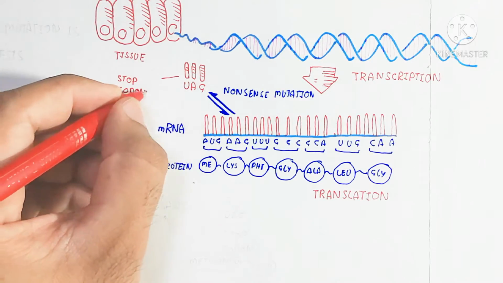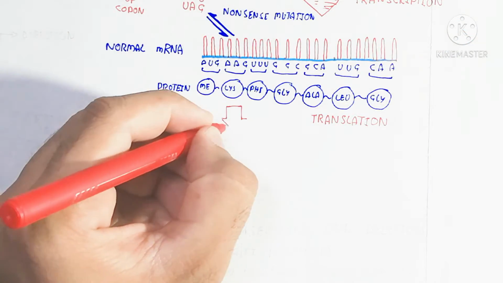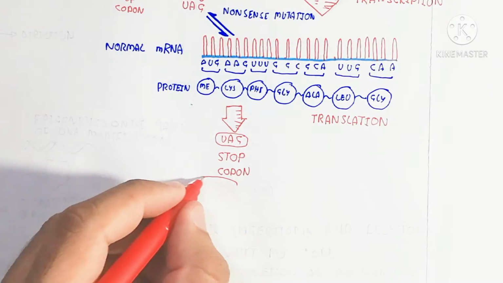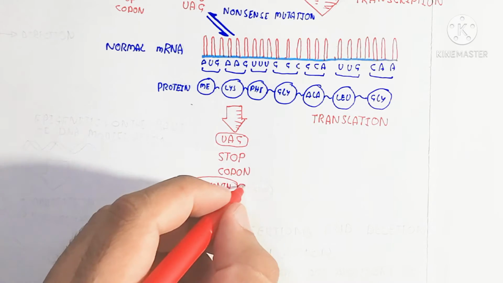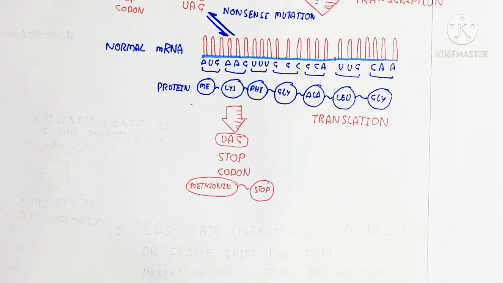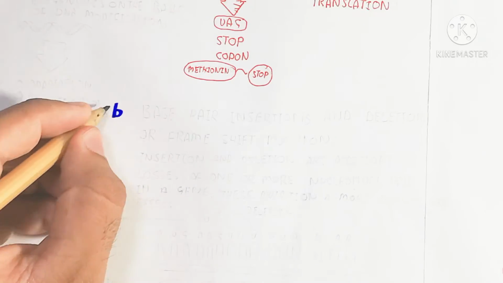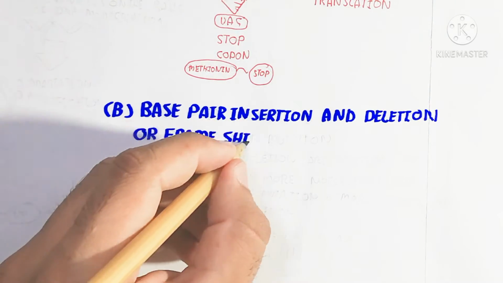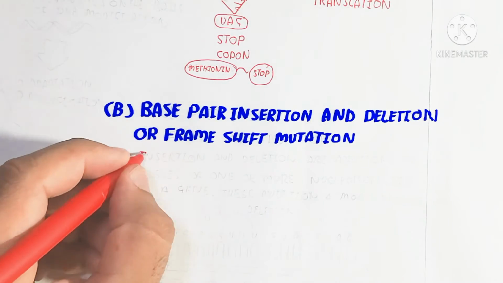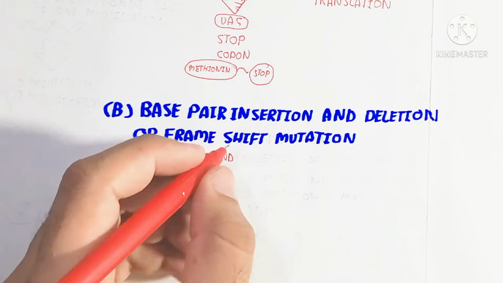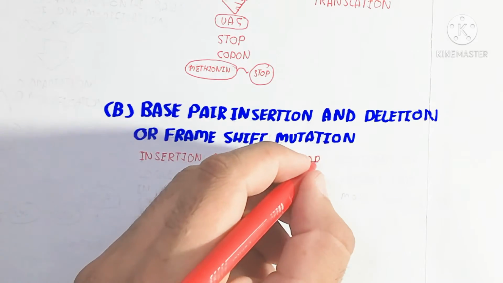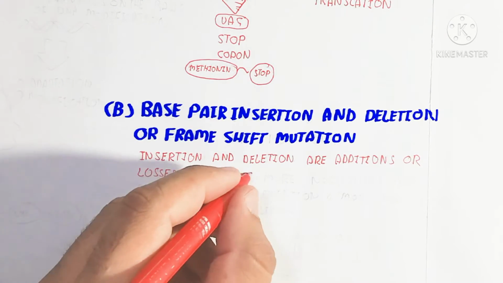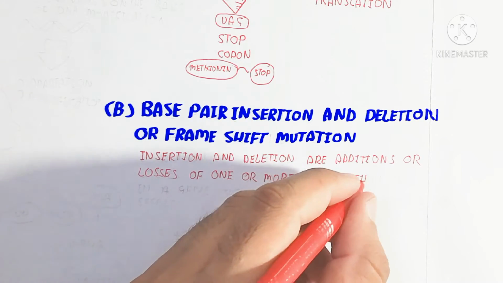So this UAG is the stop codon. So the translation will be stopped. It means that after the production of methionine and lysine, there will be a stop codon. So this stop codon produces just the methionine and stops. So that means it is a nonsense mutation. Nonsense mutation means a stop codon will occur by the alteration of the gene nucleotide. So that means a malfunction, or basically an impairment of the cellular function.